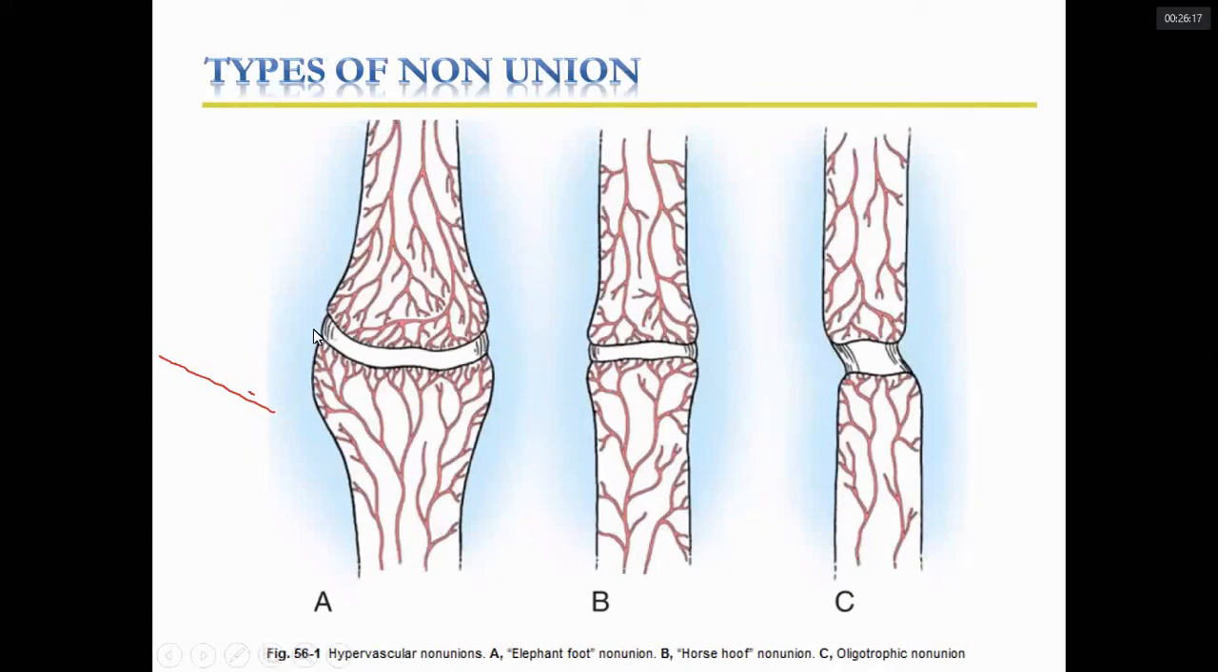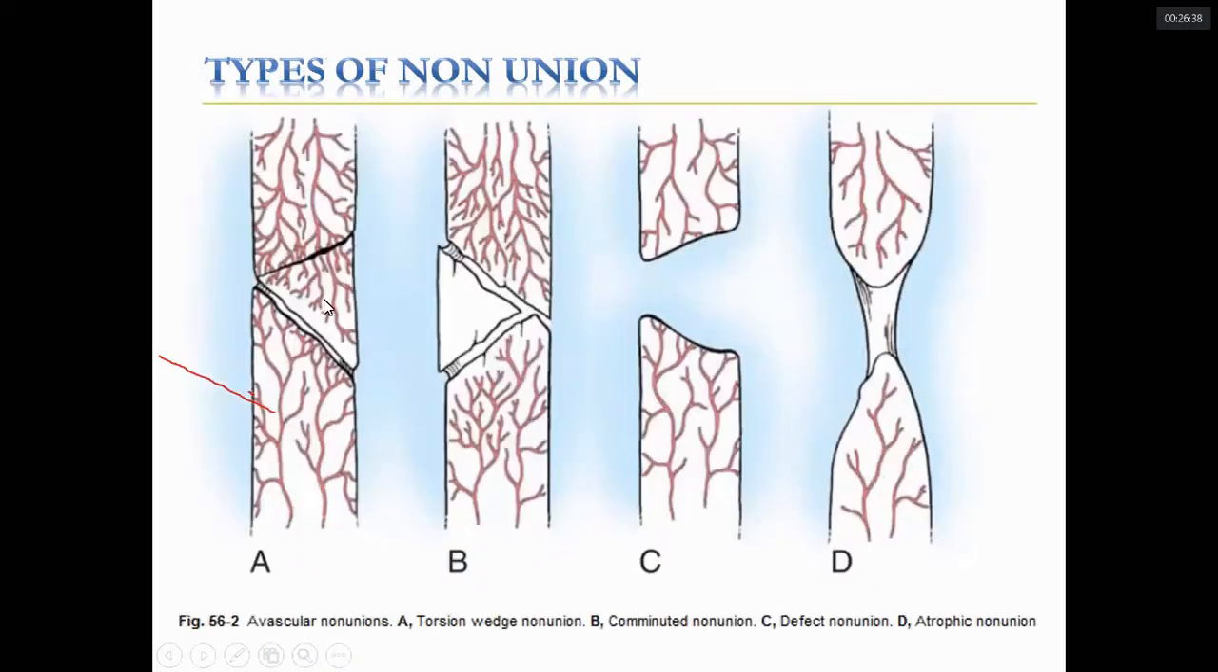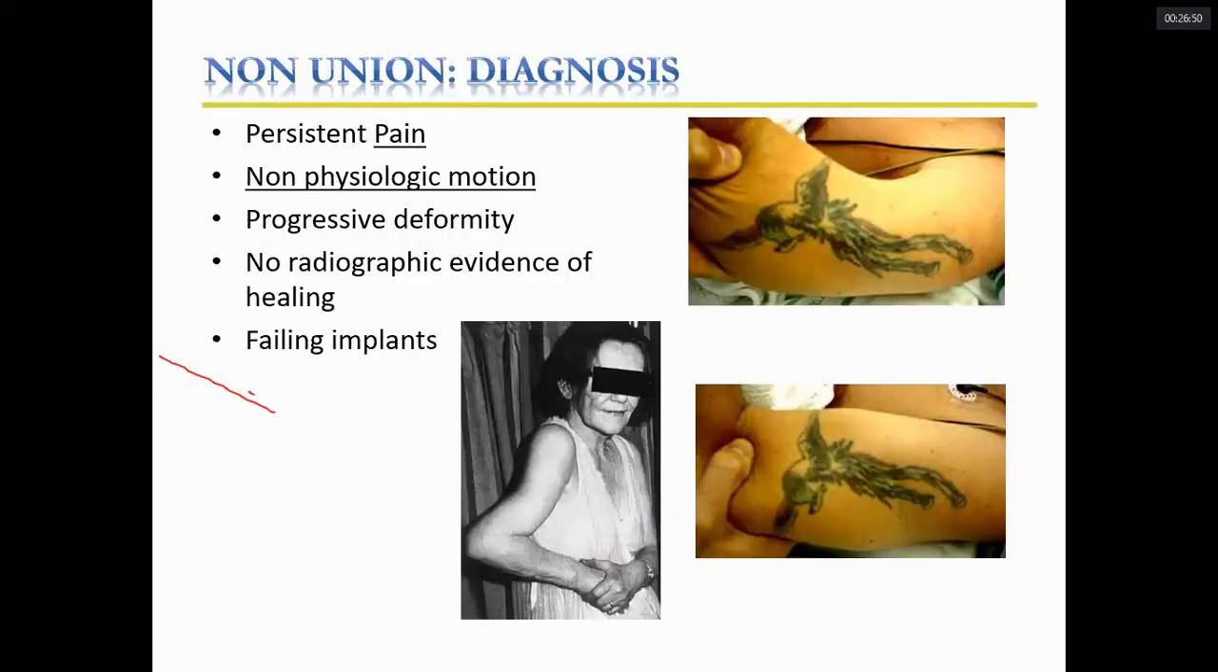This is a hypertrophic type of non-union, oligotrophic type of non-union, again oligotrophic type of non-union. So it has been given different names. It resembles the foot of the elephant. So this is an example of elephant foot, horse hoof, oligotrophic. Don't go into details of this. This is an atrophic type of non-union. Remember, the non-union can be hypertrophic, excessive callus, atrophic, no callus, oligotrophic, few amount of callus. That's enough for you.